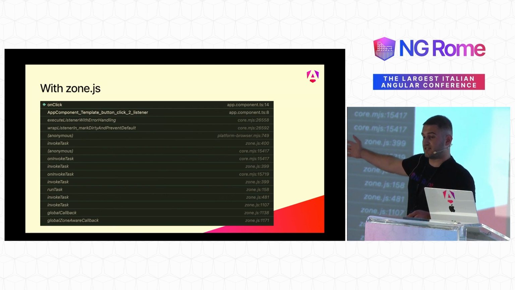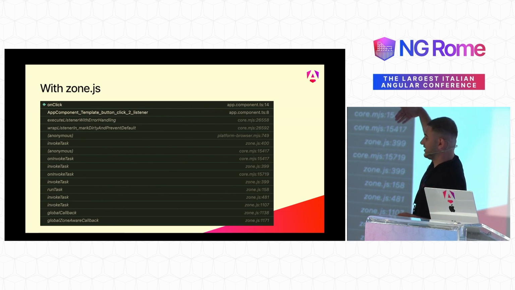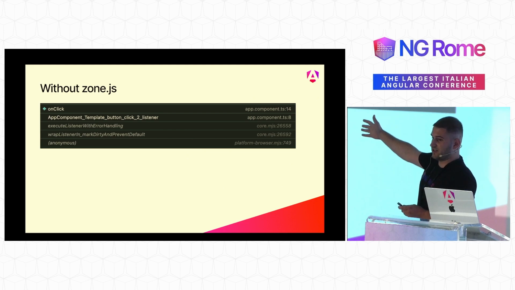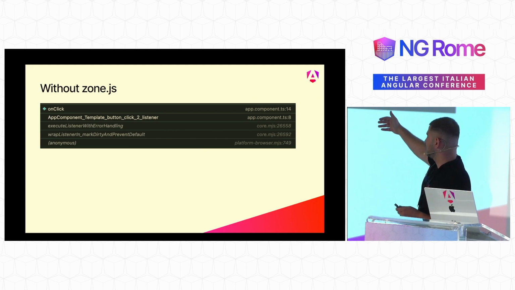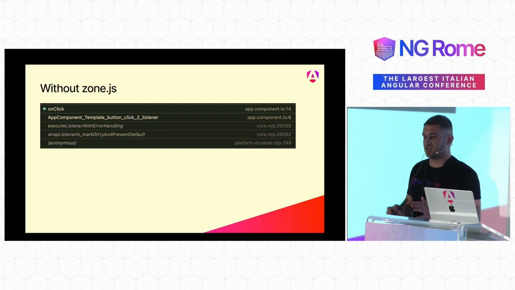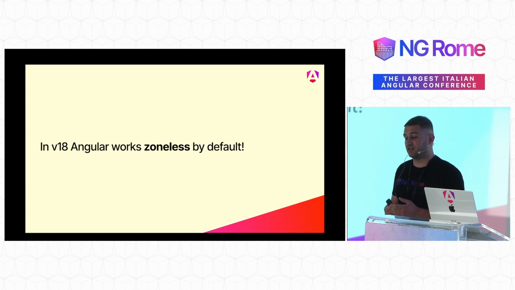So we remember those onInvokeTask calls that we saw, or invokeTask and all those things? Well, without Zone, that is basically an anonymous function that is the click event, the wrapListener that we saw, then we have the executeListener function that Angular calls, and it will just call our click handler and, of course, run the onClick method. So Zone.js disappears from our stack trace. And as I said, in Angular v18, it works zoneless by default. So if you remove it and only rely on signals and mark for check, everything should just work fine.